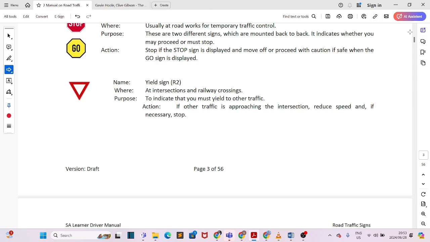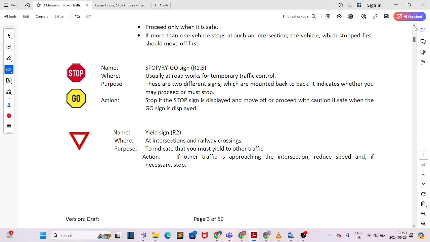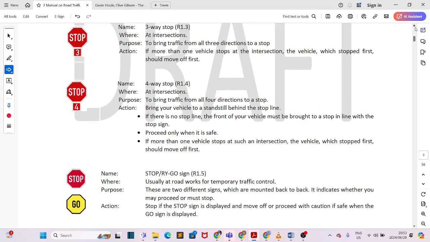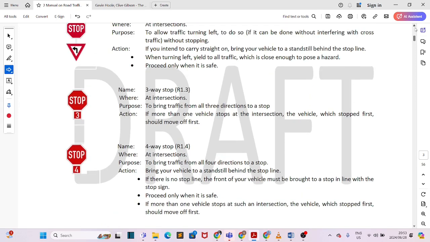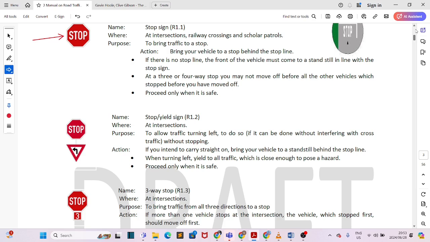So those are the 2 basic signs. Let's go to the other ones. In fact, there are a lot of these signs that we have to understand, but those ones get us started.